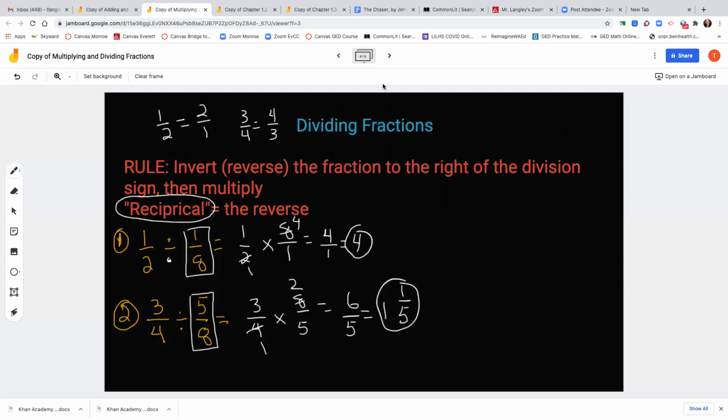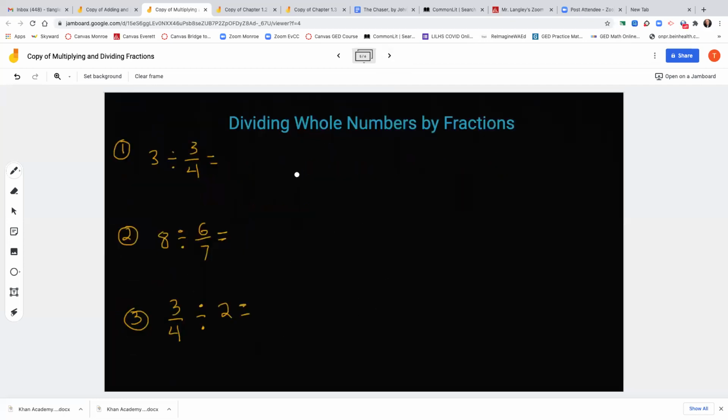Let me show you a mixed example. By the way, if you run into either multiplying or dividing fractions and you get a whole number, a whole number times a fraction or divided by a fraction, all you need to do is put it over 1. Then it's the same idea. This becomes 3 over 1 times the reverse, 4 over 3. And then I do the math. Again, 8 divided by 6/7, I would just put it over 1. This becomes 8 over 1 times 7 over 6.